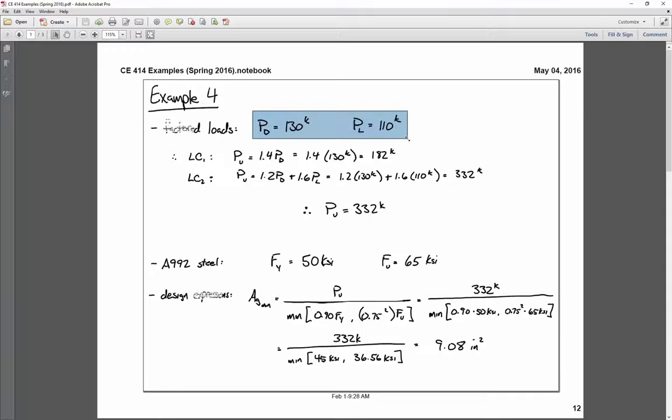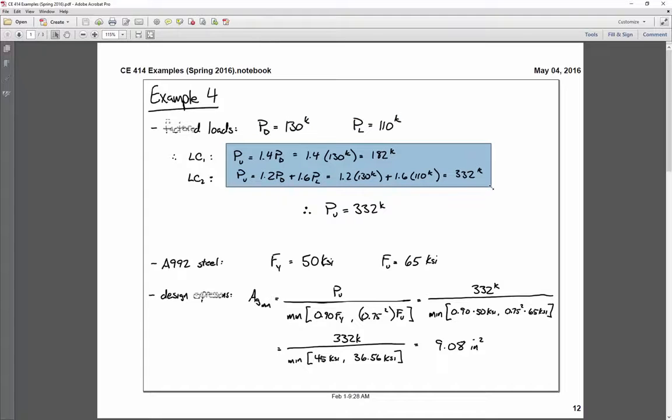Okay, so let's just really quickly go through the example. We started off with a dead load of 130 kips and a live load of 110 kips, and that indicates that we need to factor them. So we really need to go through and assess all of the possible load combinations. But really, when all you have is just a dead load and a live load, you really only need to assess 2 of them: 1.4 times the dead, and then 1.2 dead plus 1.6 live. And this one's more often than not going to be the one that governs. And as you can see, that's what happens here. Go through and chug it out, and you'll get 182 kips for the first load combo and 332 kips for the second one. So as you can see, 332 kips obviously is the one that governs.